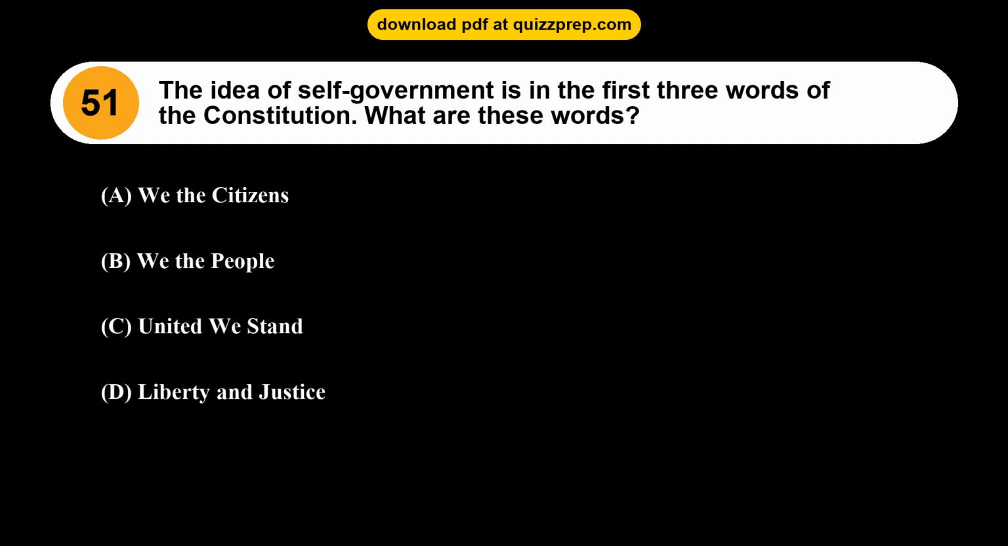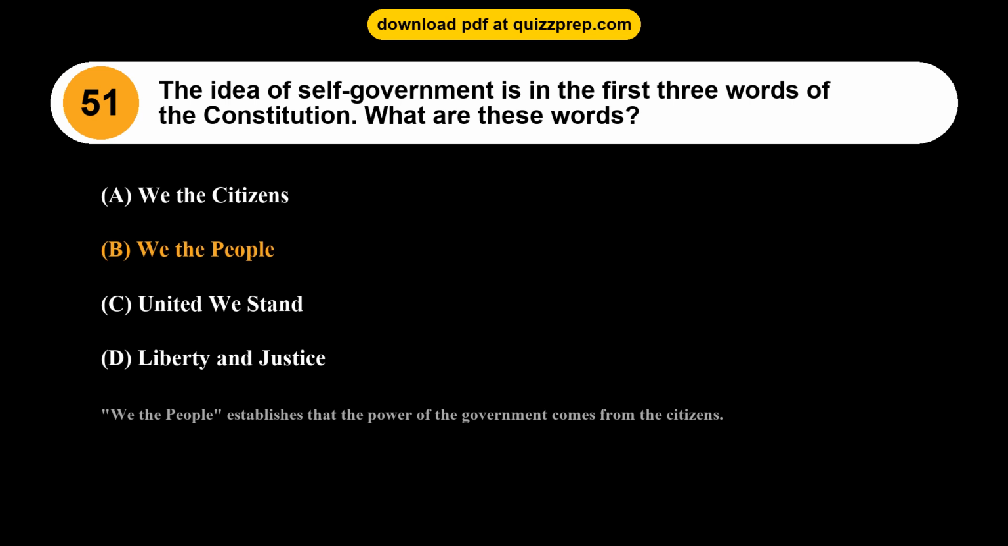Question 51. The idea of self-government is in the first 3 words of the Constitution. What are these words? Option A. We the citizens. Option B. We the people. Option C. United we stand. Option D. Liberty and justice. The correct answer is option B. We the people. We the people establishes that the power of the government comes from the citizens.